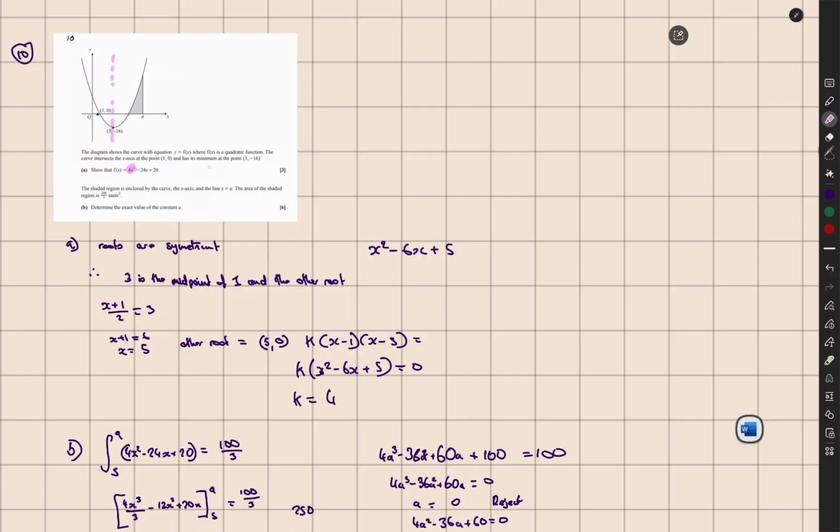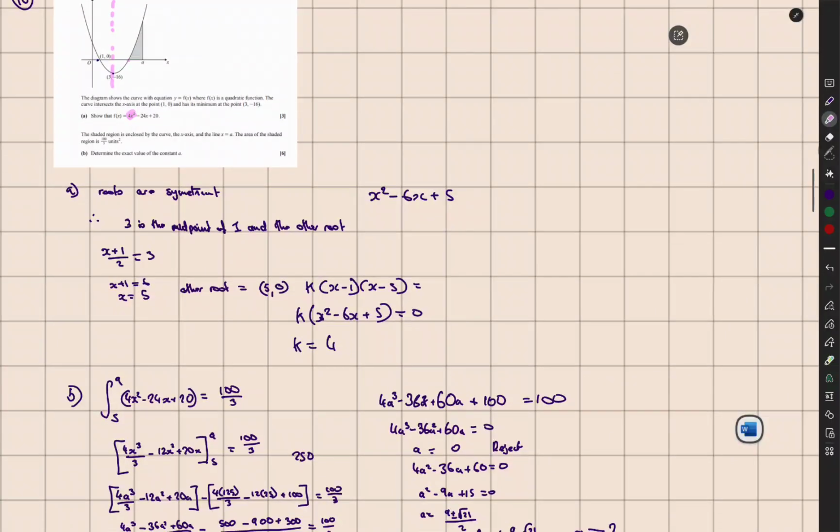So we're asked to show that the function is actually this one given. Now, there's a few ways you can show this. I'm going to show you another one on top of this one actually. So straight away, you can see that this is a midpoint here in your x value. So 3 is your x value. So between an x value of 1 and another x coordinate, 3 is the midpoint. So very quickly, you can say (x + 1) divided by 2 is 3. Working backwards, you can see that other x value is 5.